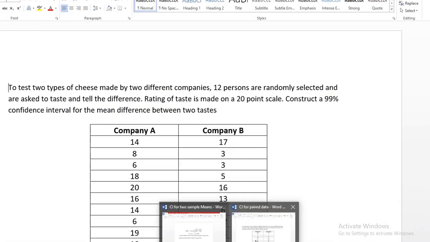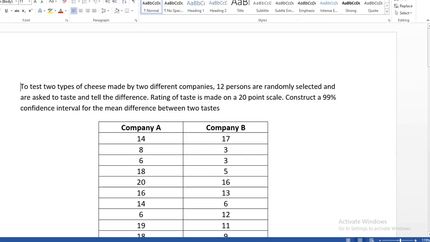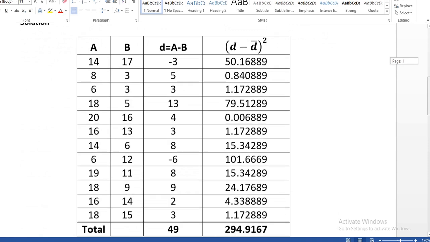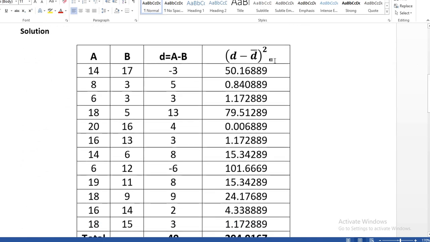So how do we calculate these things? I have placed just the data, company A and company B, and what we have to do is calculate the difference D. How do you calculate D? A minus B. It might also be x1 minus x2. So 14 minus 17 is minus 3, 8 minus 3 is 5, 6 minus 3 is 3, 18 minus 5 is 13, and so on.